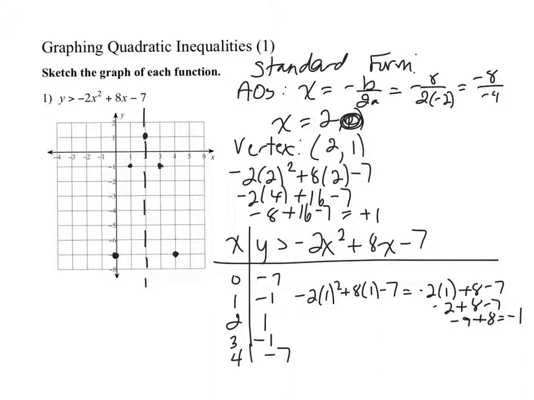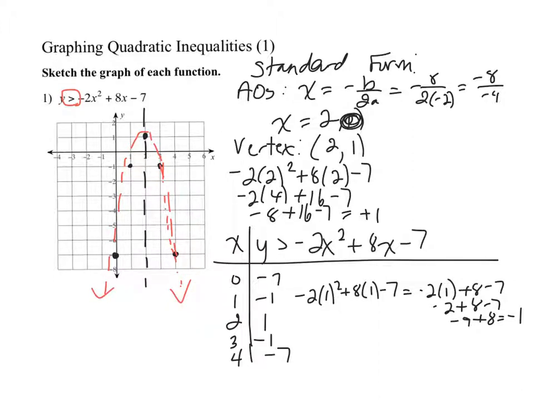Now, what's different about your inequality and your quadratic function is now you have to decide whether your parabola is going to be dotted or solid. And you decide that by looking at this inequality symbol. This inequality symbol is greater than. Sometimes it's greater than or equal to, but this one does not have the equal to on it. So this is going to be a dotted parabola because it is not equal to. If it were to say y is greater than or equal to, then it would be a solid parabola. So here's my parabola, and it's dotted.